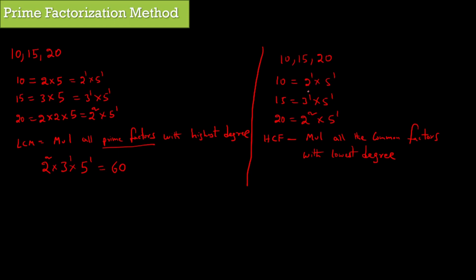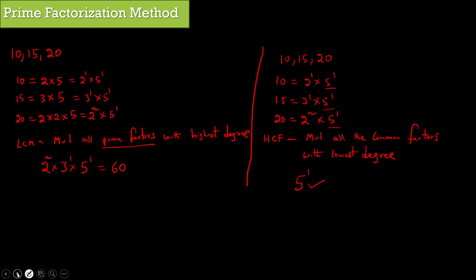2 is not common, 3 is also not common. What is the only value you can see in every product here? 5. And what is the lowest degree available? 5 power 1. So the HCF of 10, 15 and 20 is 5.